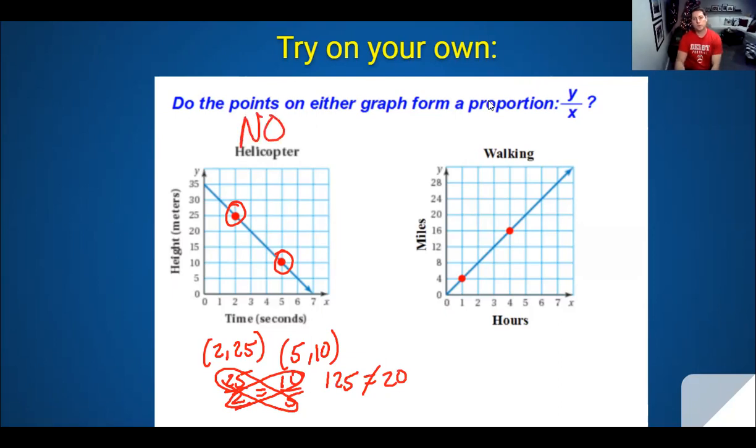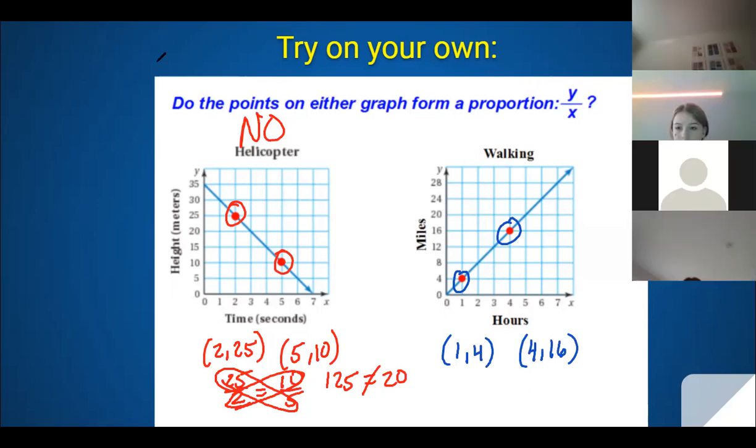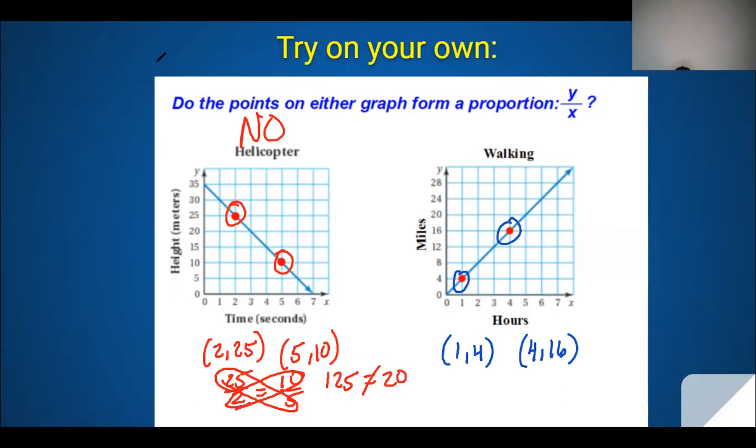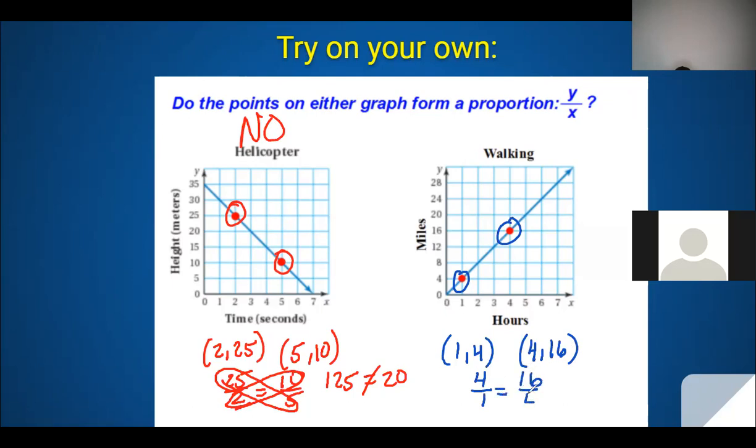Let's jump over to the one on the right, talking about going on a walk, time going on, the more miles you walk. This is a long walk, people. Our first coordinate, 1 hour has passed by and you've walked 4 miles. Our second coordinate, 4 hours have passed by and you've walked 16 miles. Whoa. All right, so do those 2 points have enough information to form a proportion? What do you think, Ava Hillman? Yes.